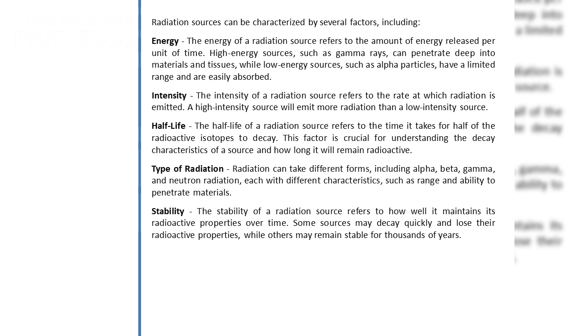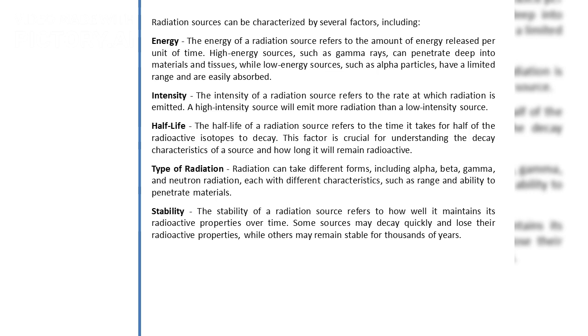The energy of a radiation source refers to the amount of energy released per unit of mass. High-energy sources, such as gamma rays, can penetrate deep into materials and tissues, while low-energy sources, such as alpha particles, have a limited range and are easily absorbed. Intensity refers to the rate at which radiation is emitted. A high-intensity source will emit more radiation than a low-intensity source.